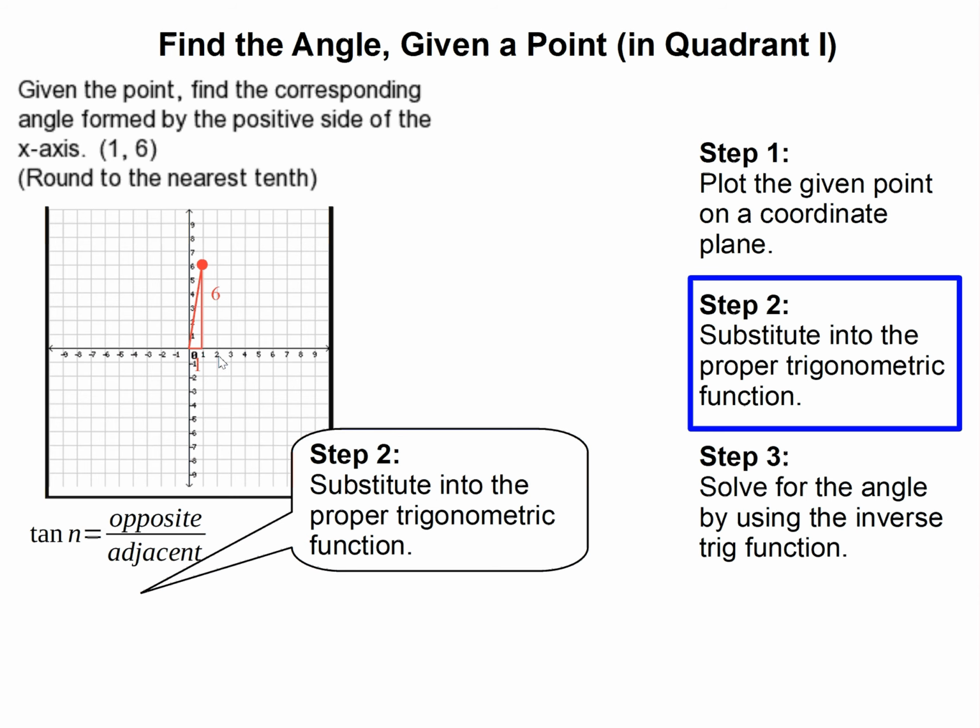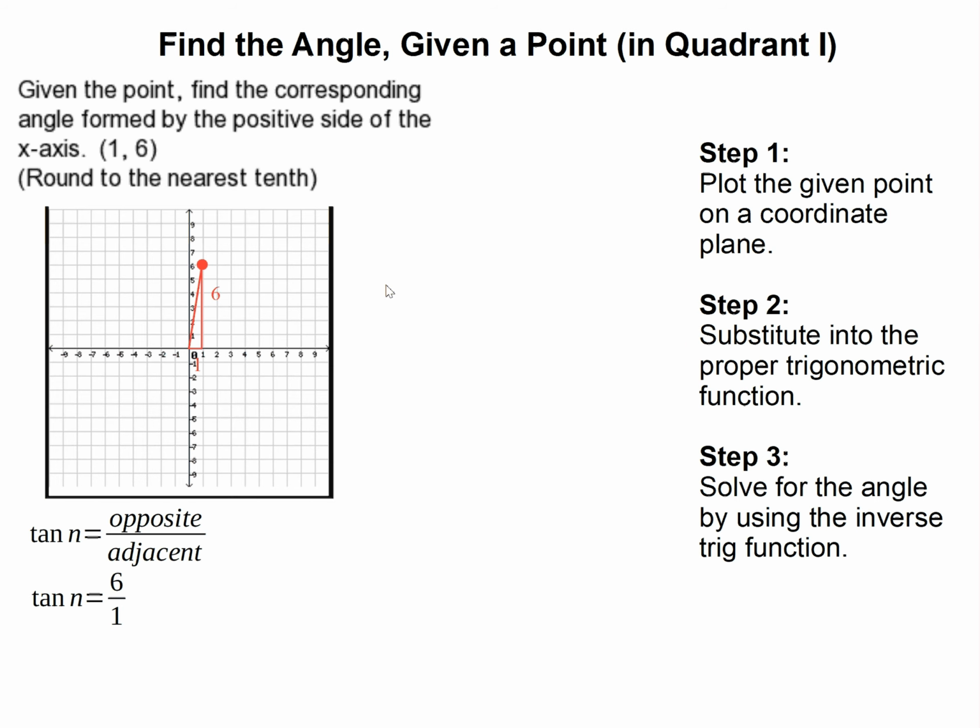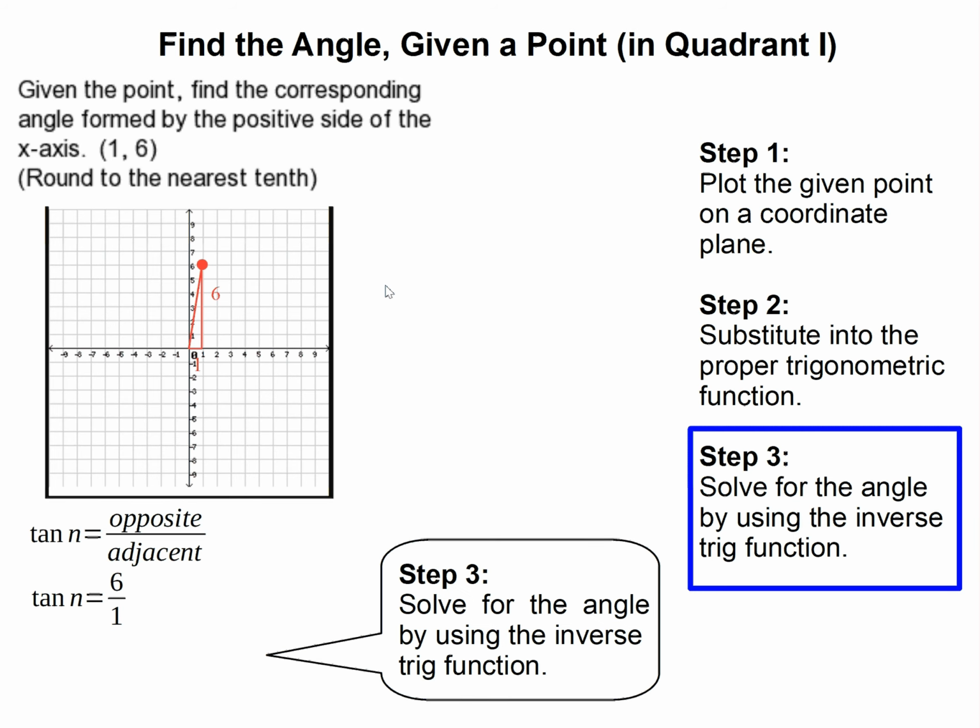Okay, so we're going to use tangent. So I'm going to go ahead and substitute. So we get tangent of n, which is our angle, is 6 over 1, right? Then you simply get your scientific calculator, and you solve by using the inverse trig function, right? So what we have to do is the inverse trig function because we want to solve for this. So what you do is you're probably going to have to put in your calculator something like this, right? That's inverse tangent of 6 equals n.